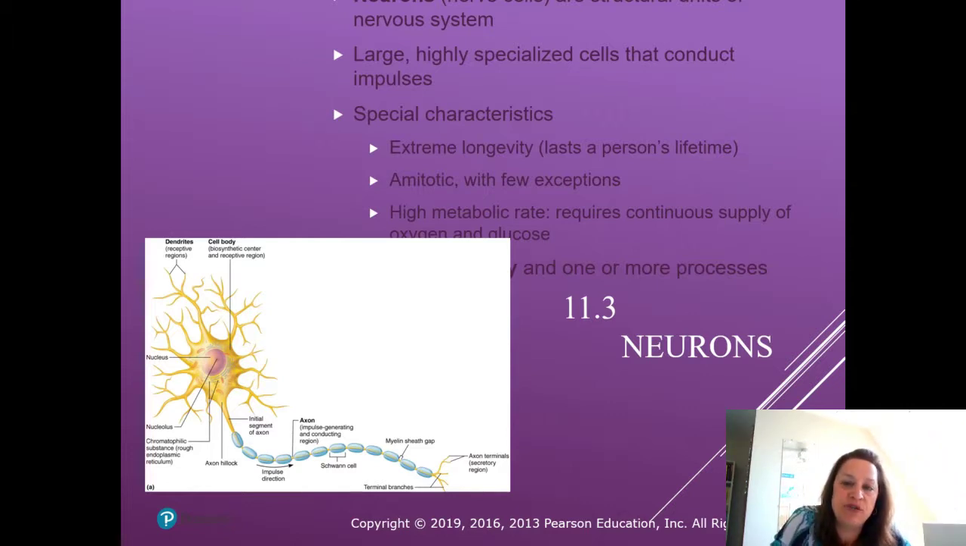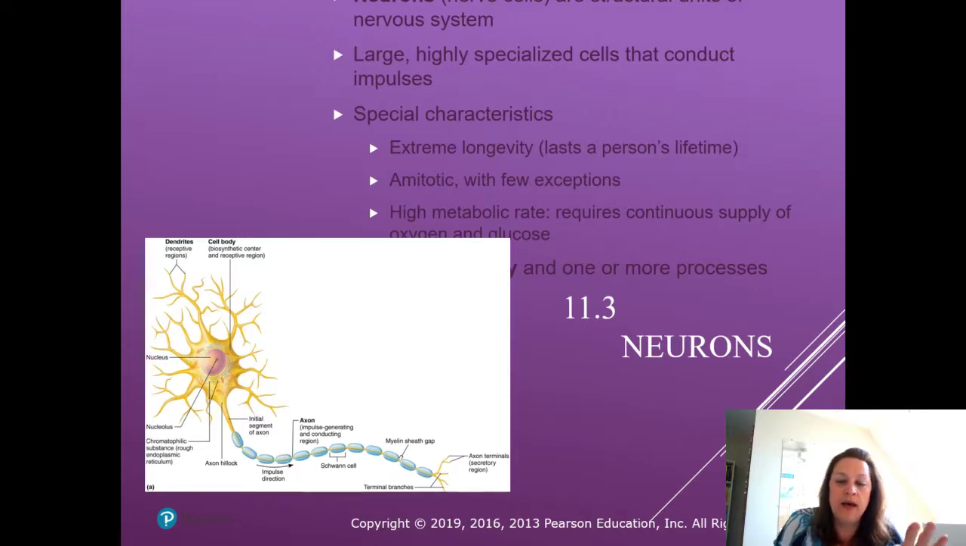So these are very special characteristics. They last a long time. They're amitotic, which if you remember means they won't divide. They have a high metabolic rate, a lot of oxygen and sugar, and they have one or more processes. Here you'll see a neuron with 10, 20, 30 dendrites and one axon.